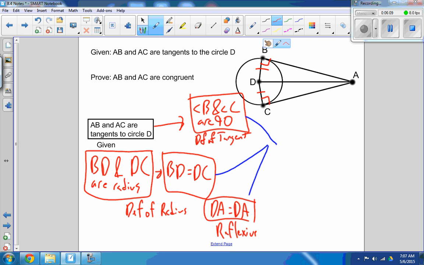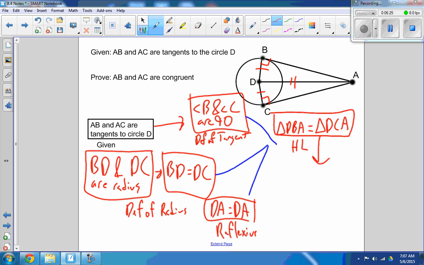To state that triangle DBA is congruent to triangle DCA by hypotenuse leg, which then tells me that AB is congruent to AC because of corresponding parts of congruent triangles are congruent. And that is the end of this lesson.